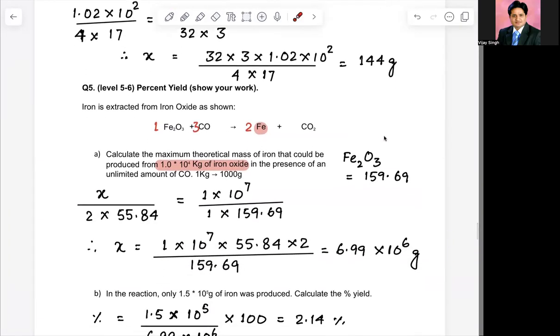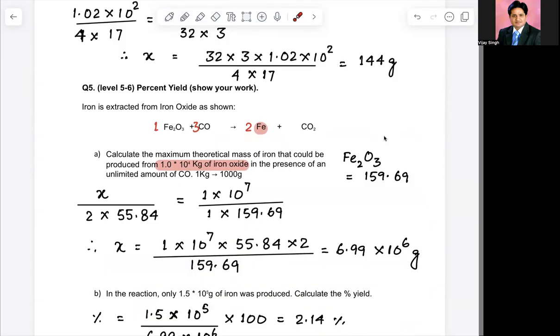Now, have a look at this question, level 5-6. Iron is extracted from iron oxide as shown. So you are given this equation. So first you need to balance the equation. And the question was to calculate the maximum theoretical mass of iron that could be produced from 1 times 10 to the power 4 kg of iron oxide in presence of unlimited amount of carbon monoxide, CO.